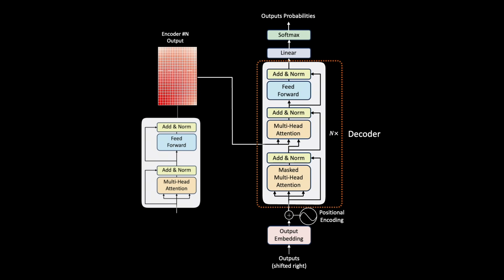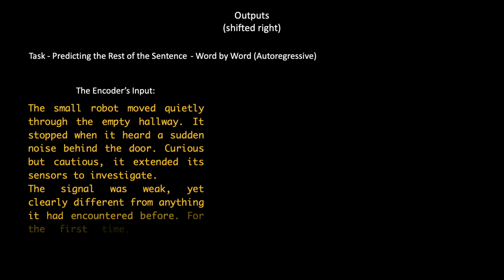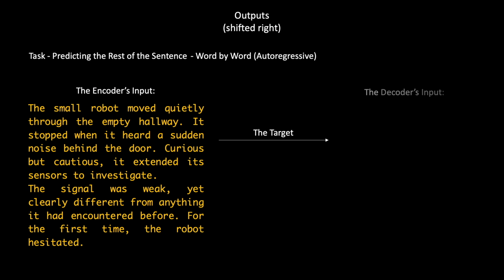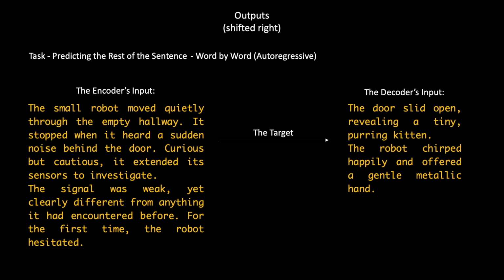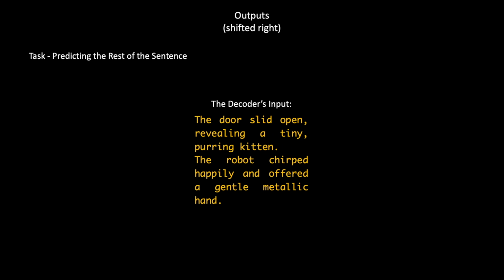The decoder receives 2 primary inputs: the encoder output and the target output, the sequence we are trying to generate. For example, if our task is to complete a sentence, the decoder generates the text word by word. Given our initial input text, the goal is to finish the rest of the story in a way that flows naturally and stays consistent with the encoder's input. Let's see how that process unfolds.